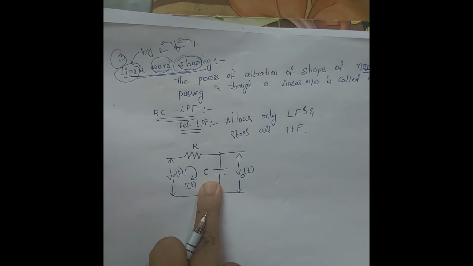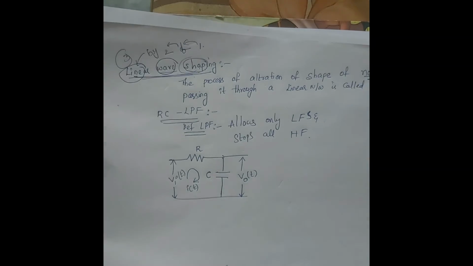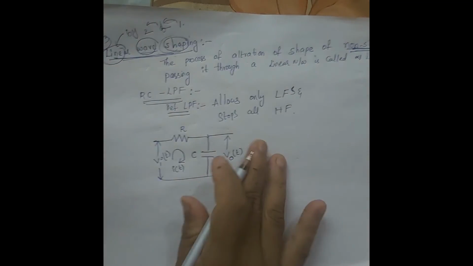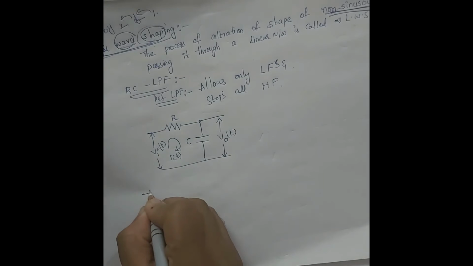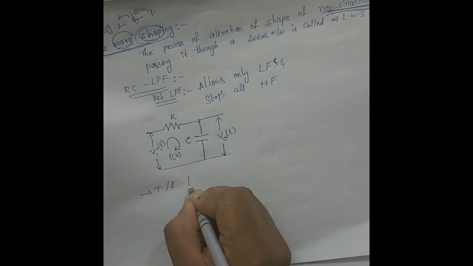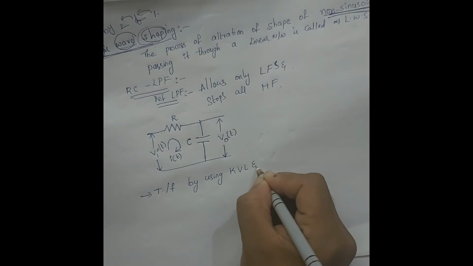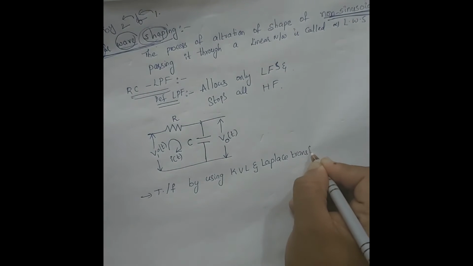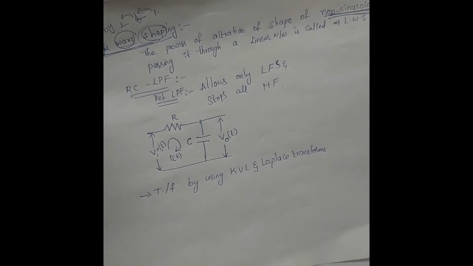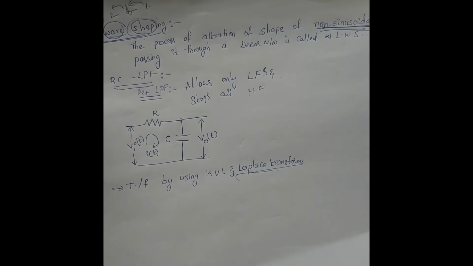So how will the high pass circuit be formed? The positions of capacitor and resistance will be exchanged. That we will see later. Okay, here R and C. So for this low pass filter, first we are going to derive the transfer function using KVL and Laplace transforms. Listen, we can solve all these circuits by means of Laplace transforms or with differential equations. But the easier method is Laplace transforms, and that is what we are discussing here.